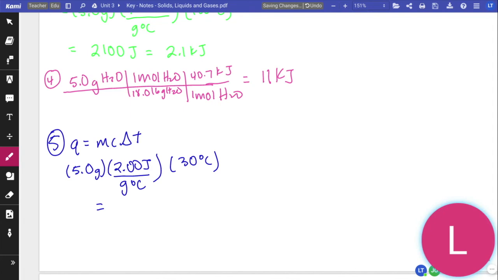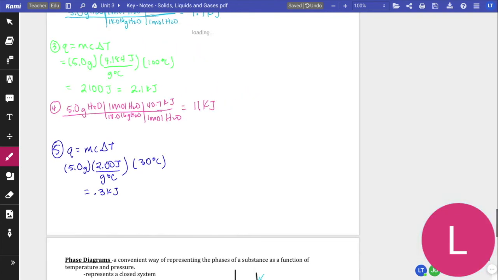2 sig figs on my, sorry guys. Yeah, 2 sig figs on my answer once again. Actually, this one only has 1 sig fig because your change in temperature would only have 1 sig fig. So we get 0.3 kilojoules. All right, now I'm sorry, 300 joules. I keep skipping ahead, guys. 300 joules, which is 0.3 kilojoules.